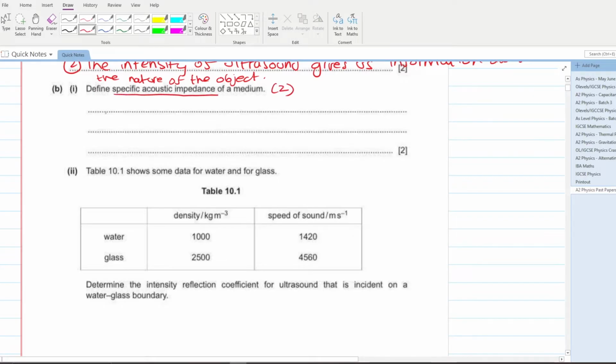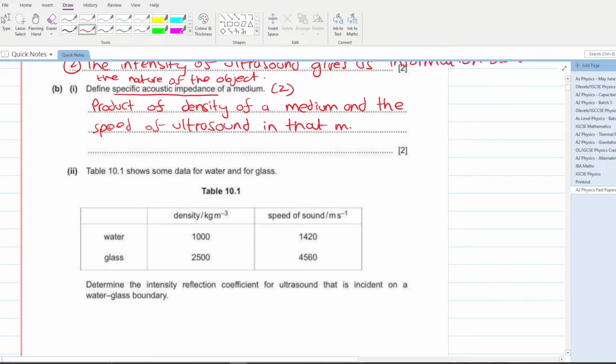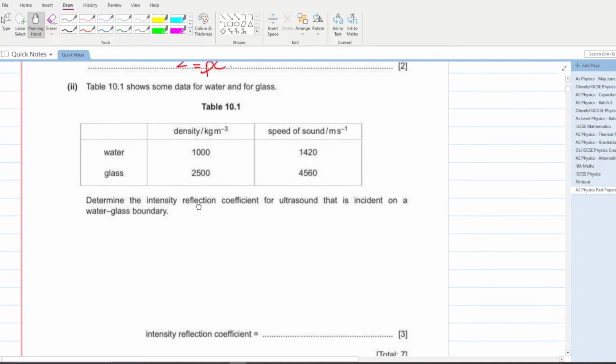What is Z? A specific acoustic impedance of a medium is the product of density of a medium and the speed of ultrasound in that medium. So basically, Z is equal to density into speed of the ultrasound. Simple as that. Let's move on to part I2.